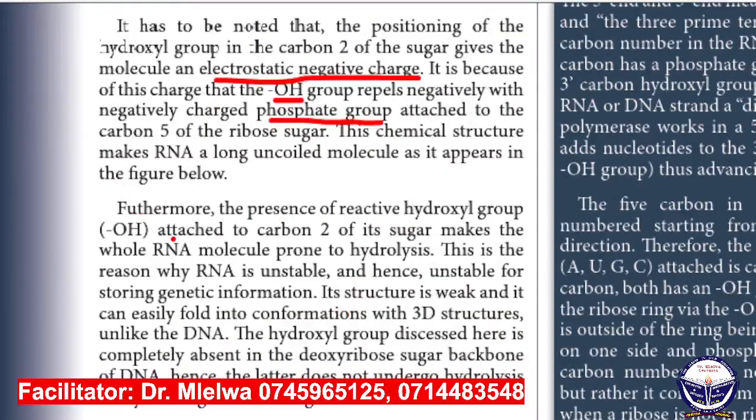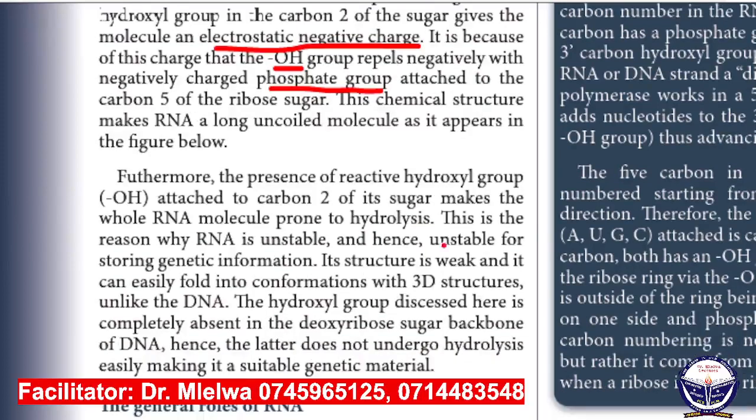Furthermore, the presence of the reactive hydroxyl group attached to carbon 2 of its sugar makes the whole RNA molecule prone to hydrolysis. This presence of the hydroxyl group makes the whole RNA molecule easy to break down by enzymes, prone to hydrolysis. This is the reason why RNA is unstable. Why is RNA unstable? Because of the presence of the hydroxyl group, which is a reactive group, and hence makes RNA prone to hydrolysis, or prone to any chemical reactions going on in the cell. This is the reason why RNA is unstable, and hence unsuitable for storing genetic information.